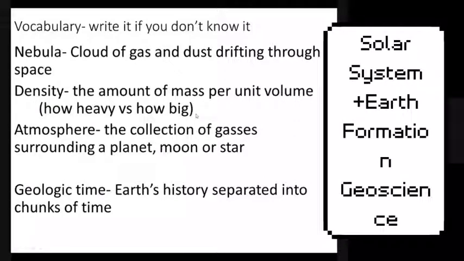So vocabulary for this unit: nebula, cloud of gas and dust; density, you'd always be surprised how many people don't know density; atmosphere, the collection of gases surrounding a planet, moon, or star. Now here's the thing, notice that it does not say oxygen. You do not have to have oxygen to have an atmosphere. And finally, geologic time, basically the breakdown of Earth's history separated into whatever humans decided is the eras, epochs, and periods.